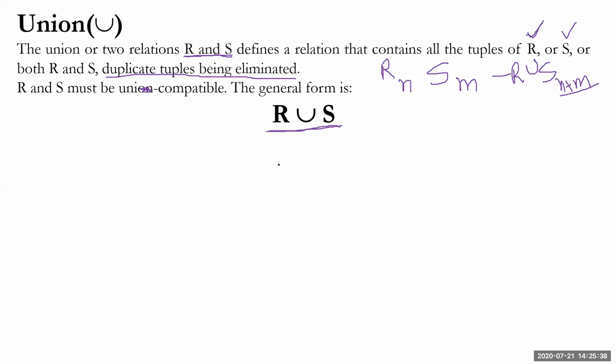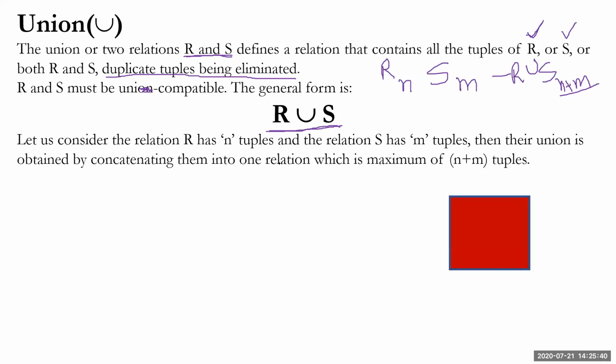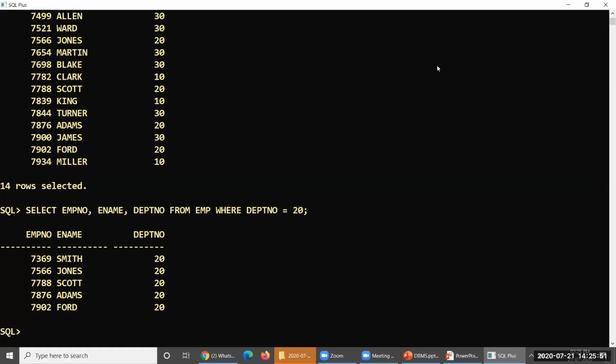And how could this be done? Let me take some example here. Look at this. This is R, and this is S. R union S, in the sense the entire thing will be called R union S. Let me show you one example here. Display all jobs from all departments. So select job from EMP where DEPTNO is equal to 10 union.